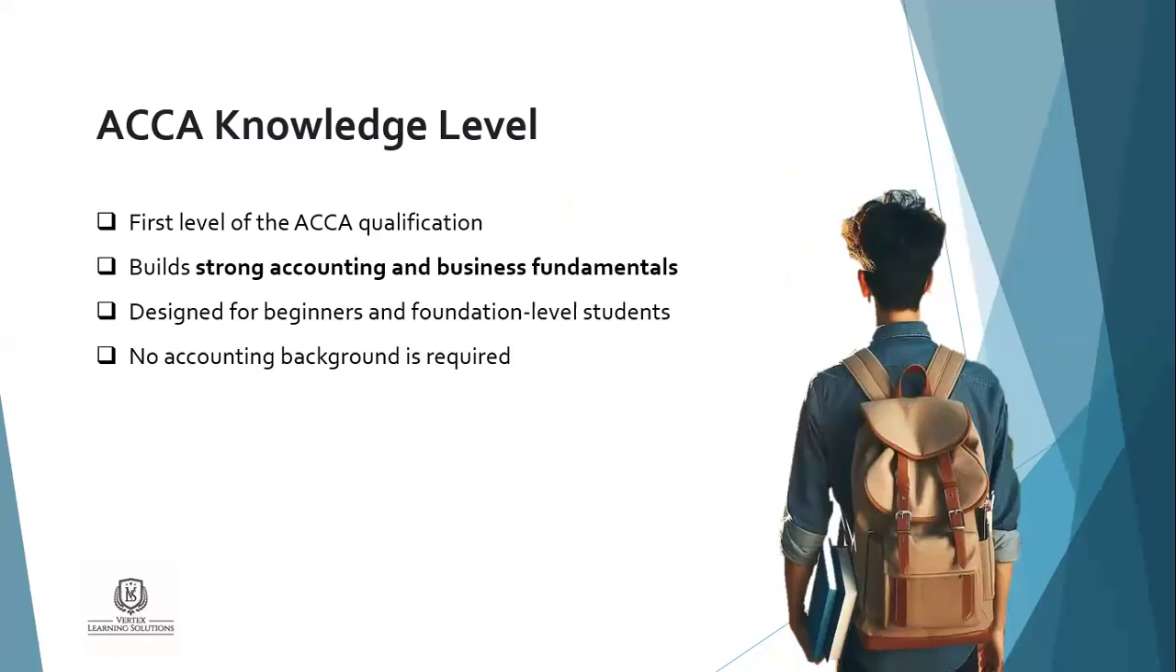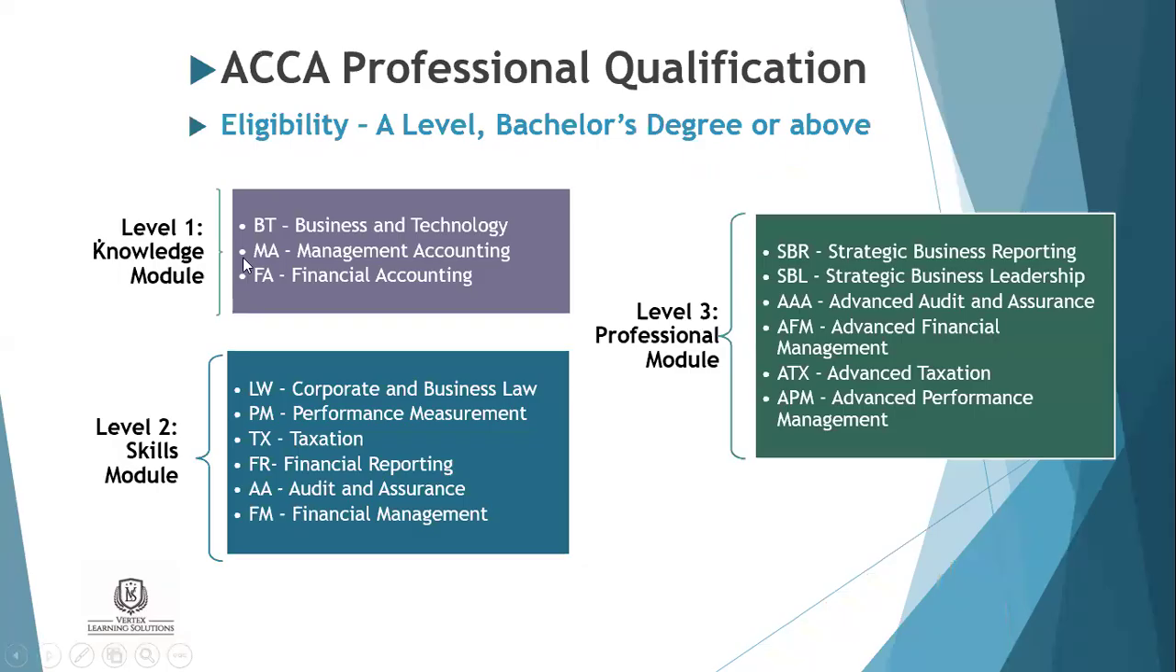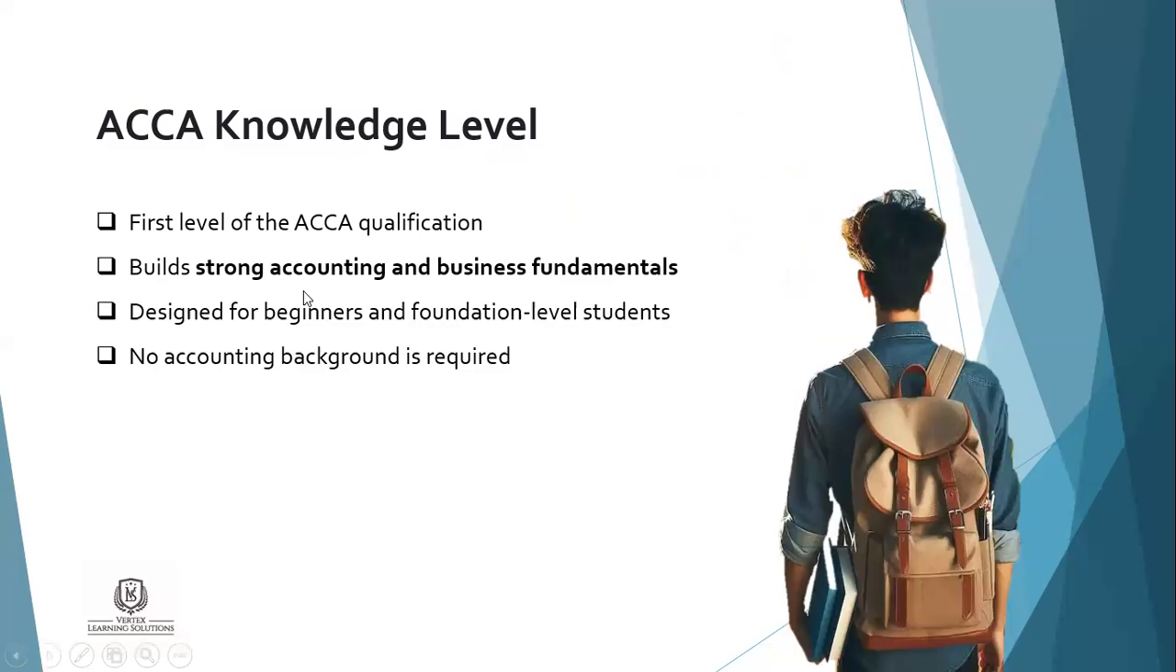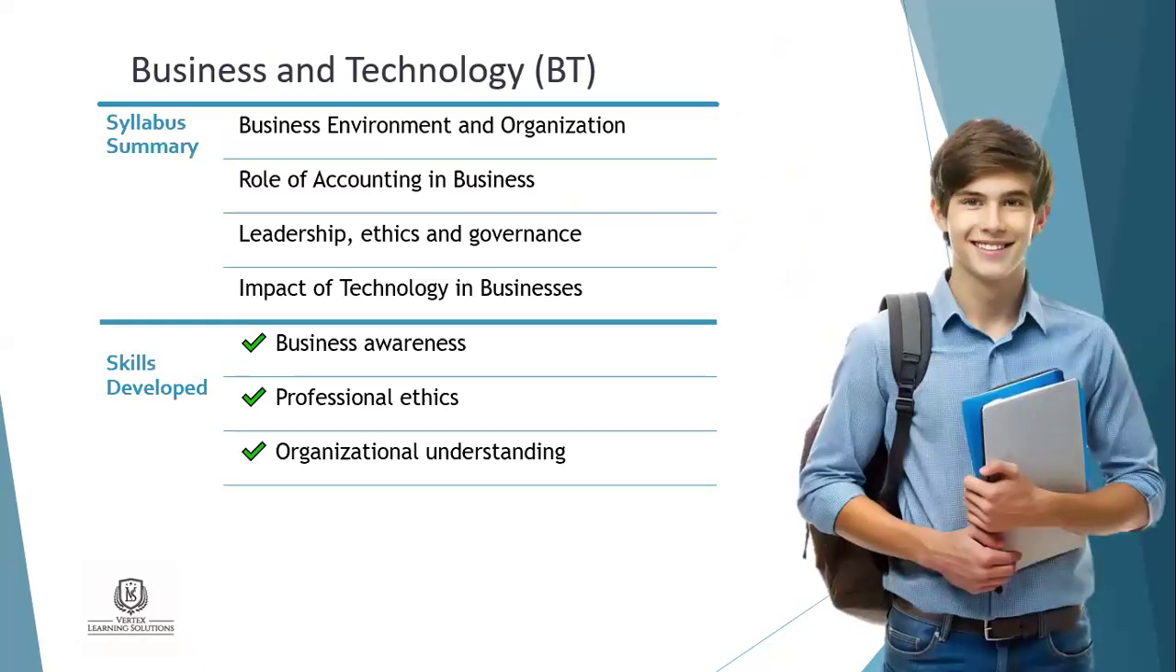Now, as we discussed, these 3 papers, BT, MA, and FA, one by one I'm going to discuss the syllabus and the skills that are going to develop when you study. Here it says the syllabus summary. Business and technology is BT. Previously, the name of this paper was accountant in business. Now it is called business and technology. There are 17 to 18 chapters you need to cover to pass this paper.